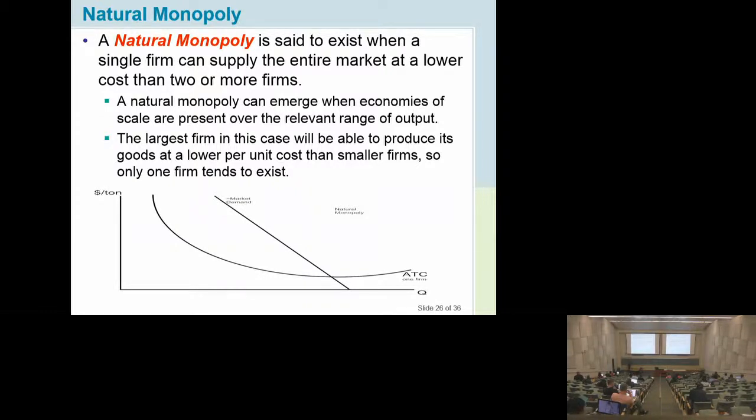So it's better just to have one firm and to regulate them to charge something in the neighborhood of price equals average cost. And I say in the neighborhood of, well, Doc, can you be more specific? Yeah, in a minute, I will be. Because there's some issues once you decide on exactly what price you want to regulate.